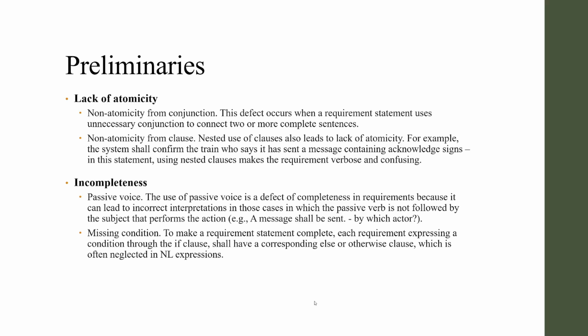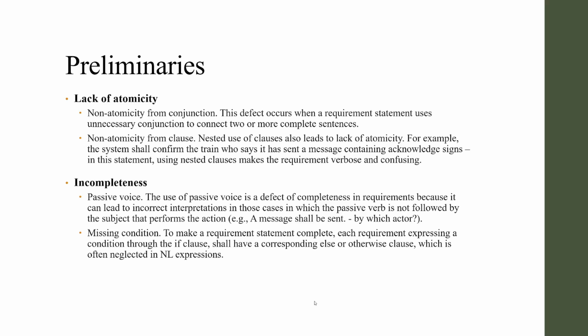There are two types of non-atomicity. The first one is from conjunction. This defect occurs when a requirement statement uses unnecessary conjunctions to connect two or more complete sentences. And the second type is from nested use of clauses.